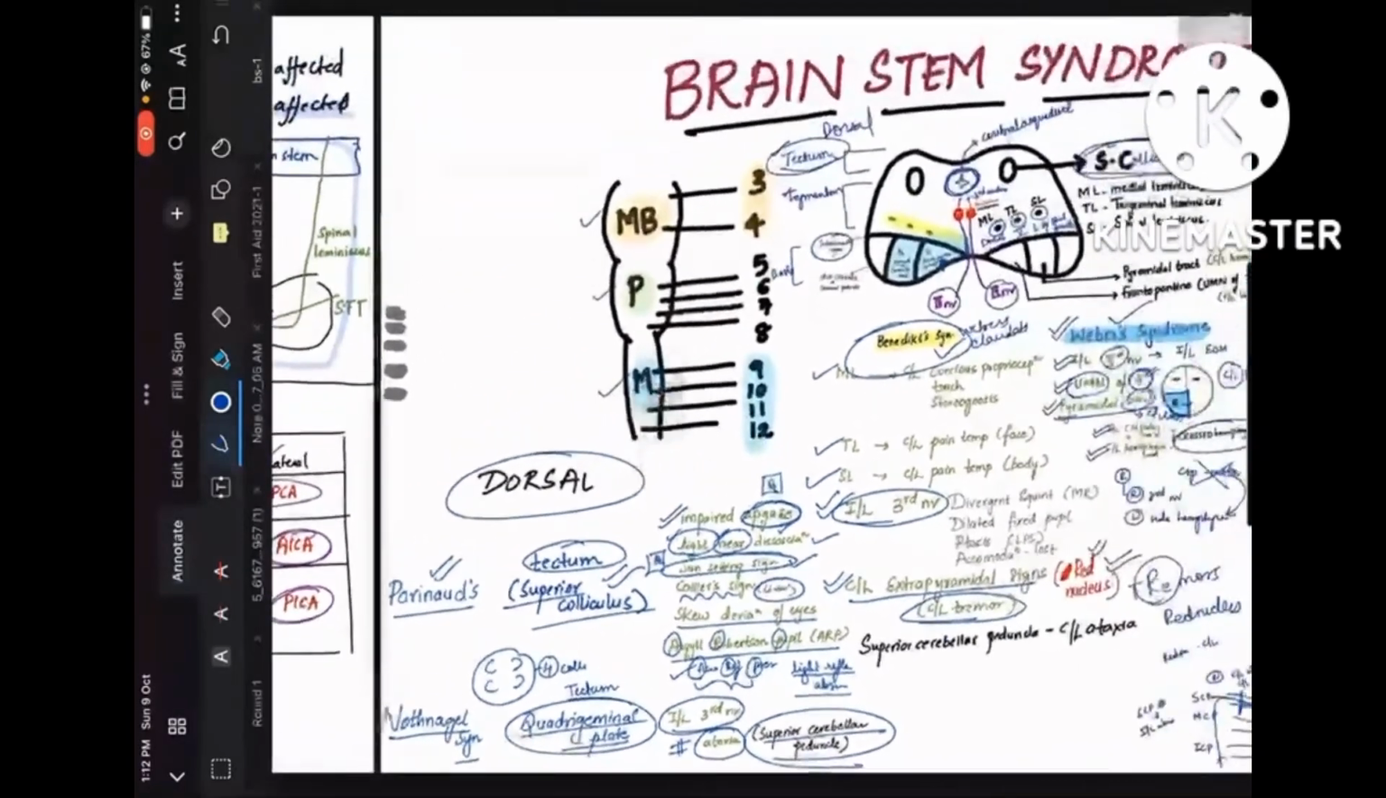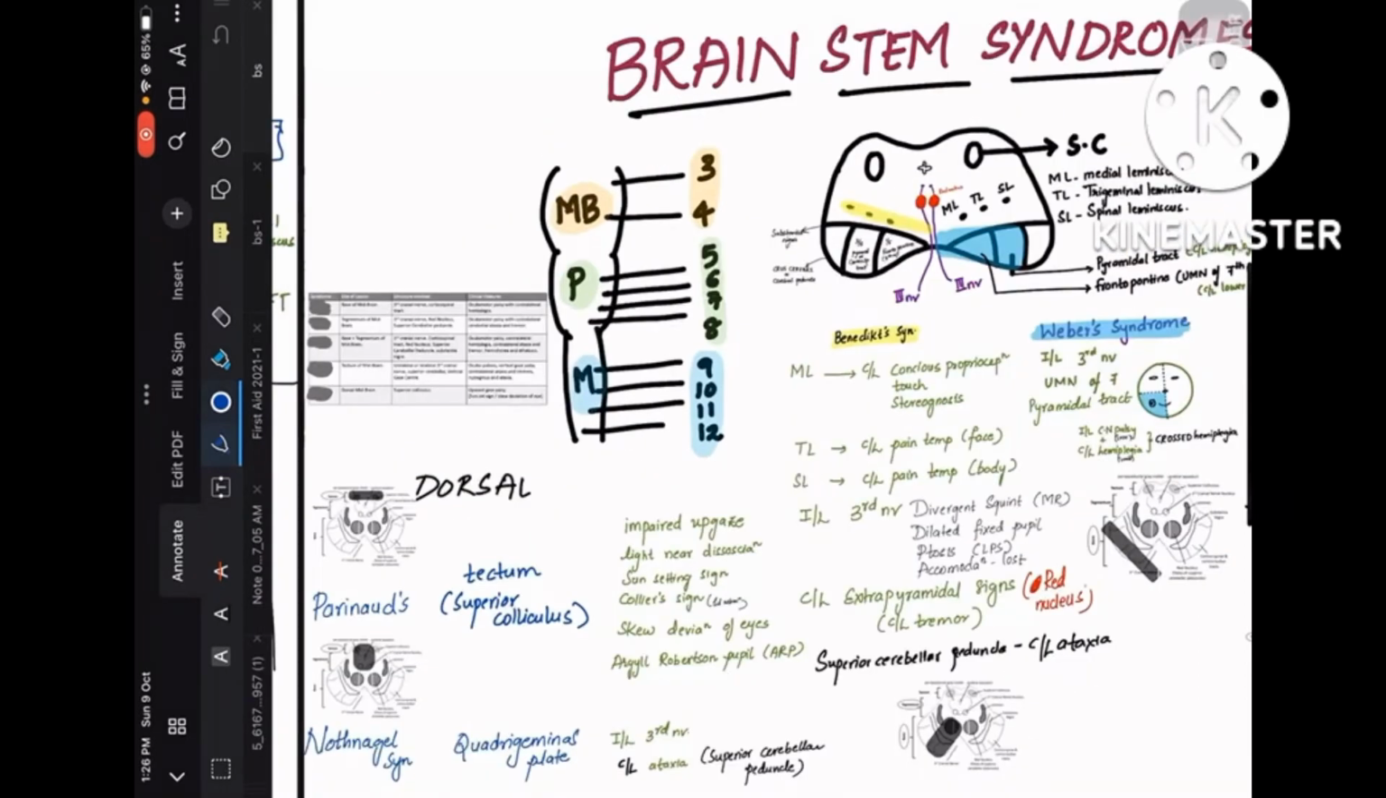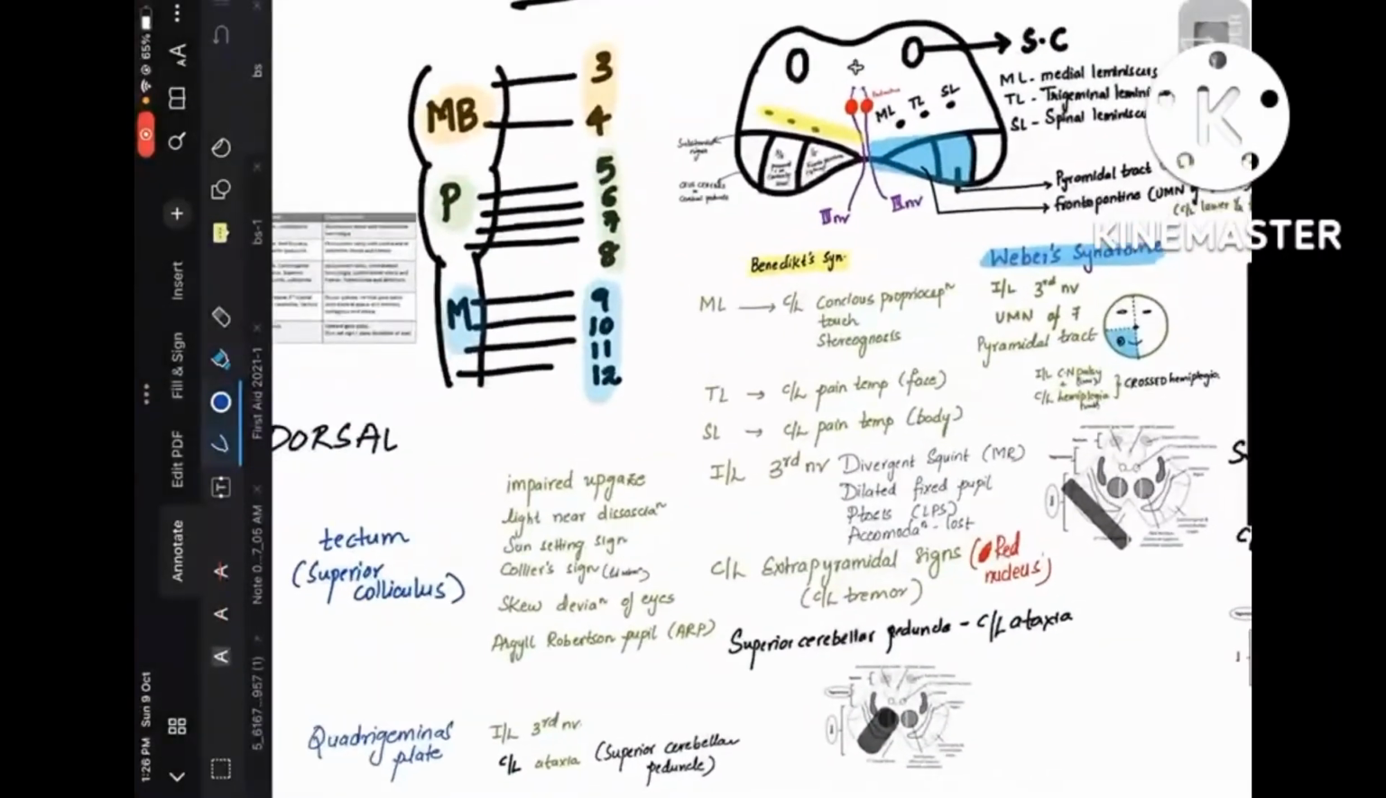So this completes the easy midbrain syndromes for you, dorsal and ventral. I hope now you'll remember every single point: the reason behind the tremors, the reason behind ataxia, why contralateral, why ipsilateral, everything I have explained in detail for you. See, here I have attached images also.